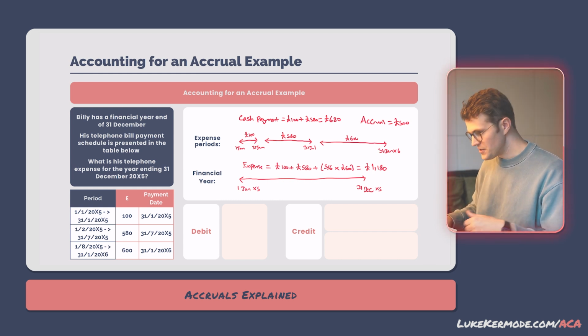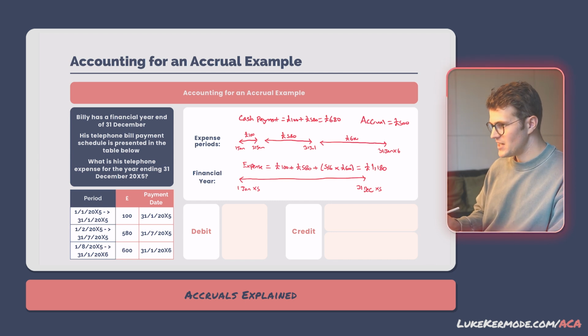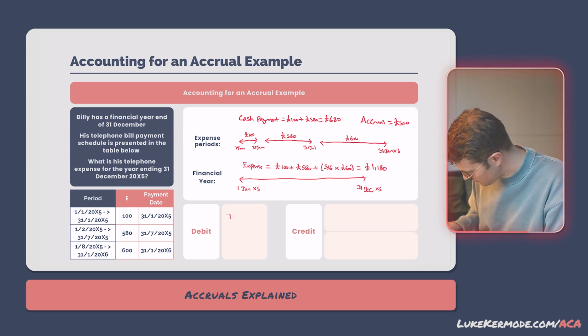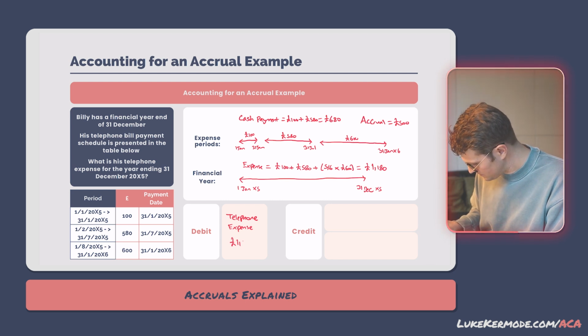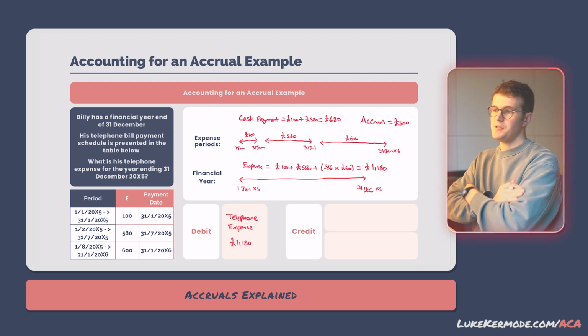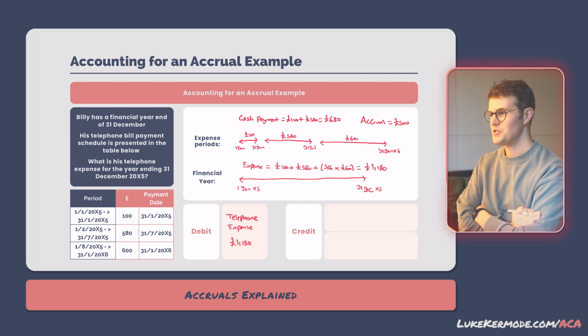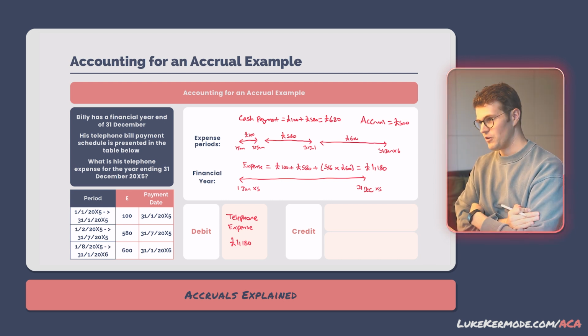So we can summarise all of this using a journal entry. We debit the telephone expense account by the full amount of £1,180 because that's the total cost of the telephone service used during the period as per our timeline.